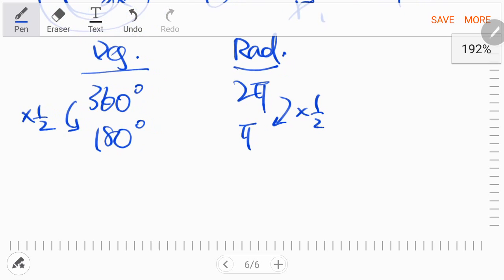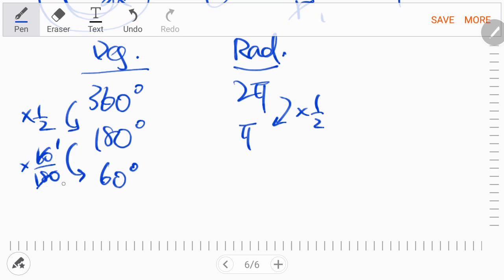If I have, say, 60 degrees, how much radian is that? So from 180 to 60, I just multiply by 60 over 180, right? The 180 in the denominator will cancel out with the 180, giving us 60 left. And this is equal to 1 over 3. So I'm going to multiply this by 1 over 3, and that gives us pi over 3 radian.